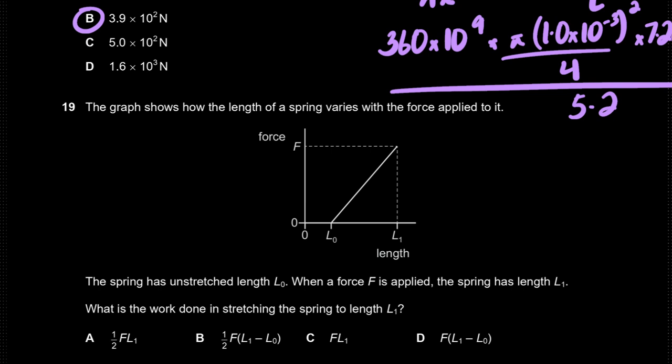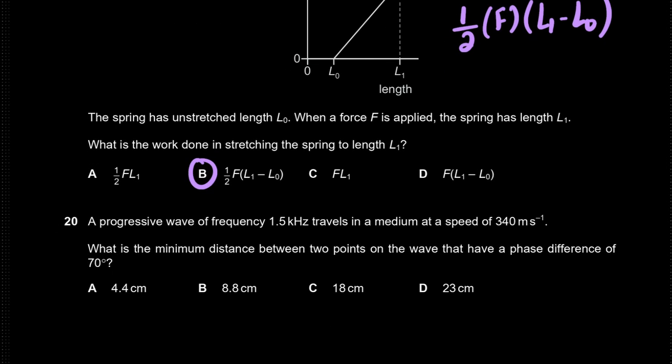Next, question number 19. The graph shows how the length of a spring varies with the force applied to it. The spring has unstretched length L0, and when a force F is applied, the spring has length L1. What is the work done in stretching the spring to length L1? So again, you can just use half Fx. Half the force is F, and the extension is the new length minus the original. So half F (L1 minus L0), option B, very straightforward.